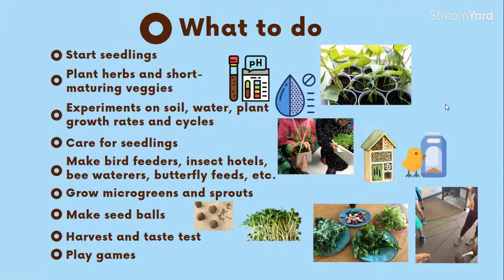There are also crafts that you can make with your students that are related to the garden, things like bird feeders and insect hotels and bee waterers and butterfly feeders, etc. And these can be very good activities for a lesson plan that's about biodiversity, for example.